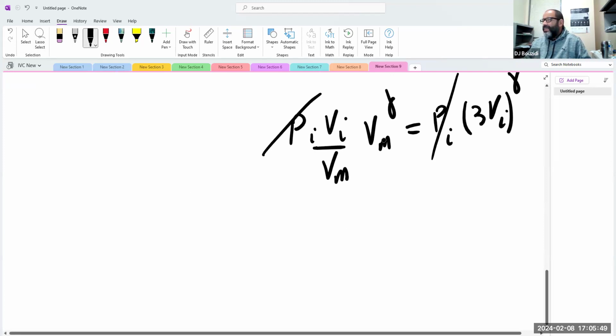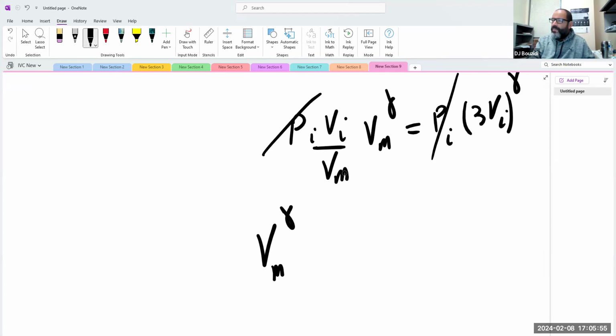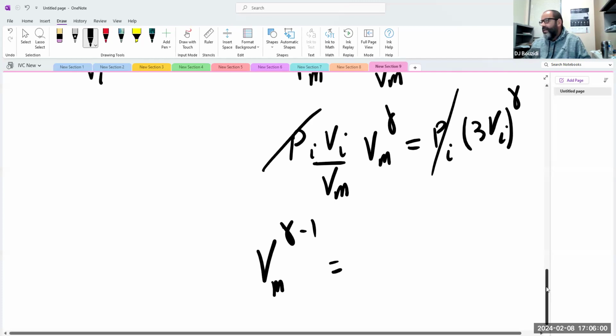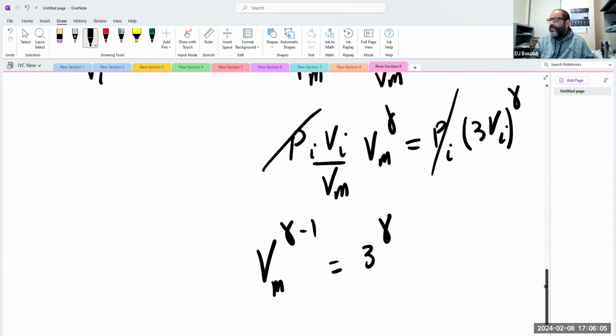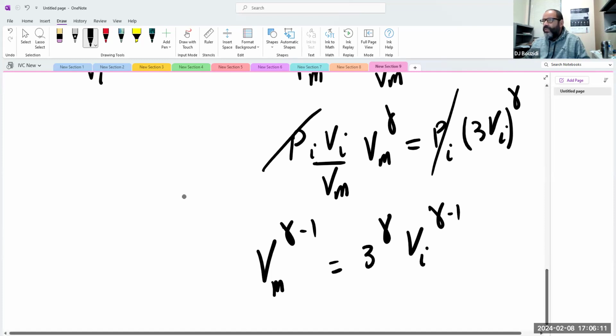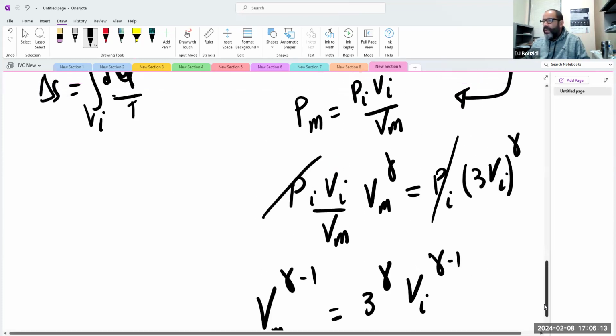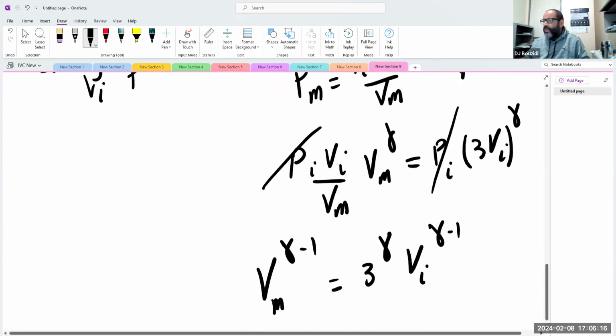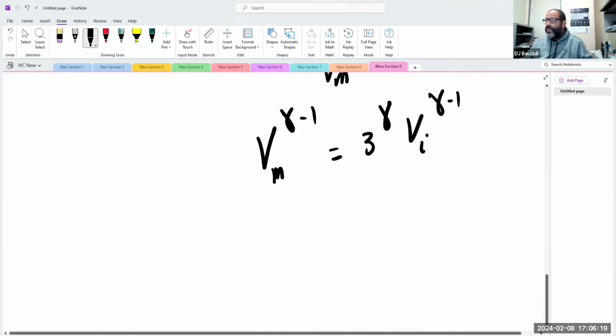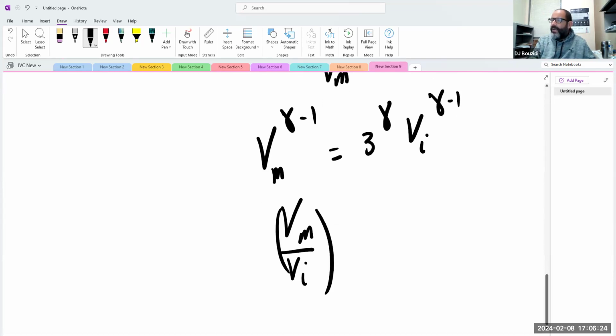And now I have to clear this thing in here. I have Vm to the power gamma, and I have Vm in here. So it's going to be Vm to the power gamma minus 1 equal to, first of all, the 3 to the power gamma by itself. So we need to get it out. Then I have Vi to the power gamma divided by this Vi, so it's going to be Vi to the power gamma minus 1. As a matter of fact, I need the ratio when I do the calculations for this quantity. I need the ratio of Vm over Vi. So the ratio of the two volumes, V middle over Vi, to the power gamma minus 1 is equal to 3 to the power gamma.